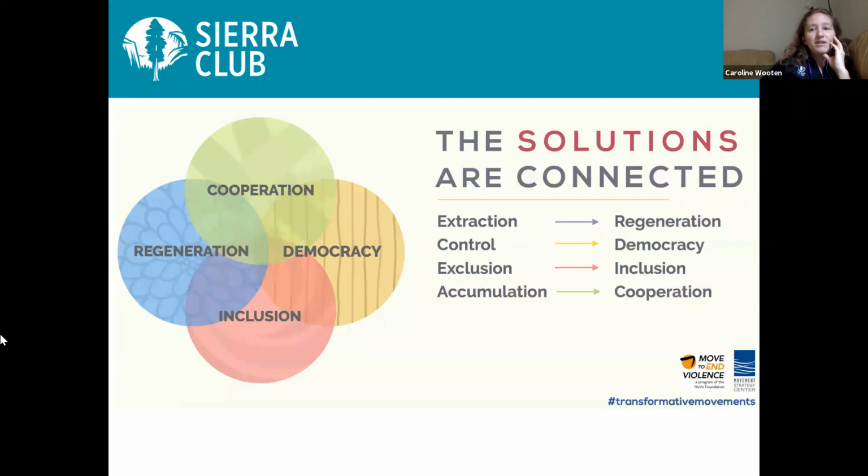So if we implement solutions that are on the edge of some of these circles where it doesn't overlap, we're not going to get real solutions. But the more we're able to get solutions that are in the overlapping part, the more we can start to create really powerful systemic change that makes people's lives better. I'm curious if people can think of some solutions they've seen where they see parts of these circles overlapping. And you can share in the chat box or share out loud.